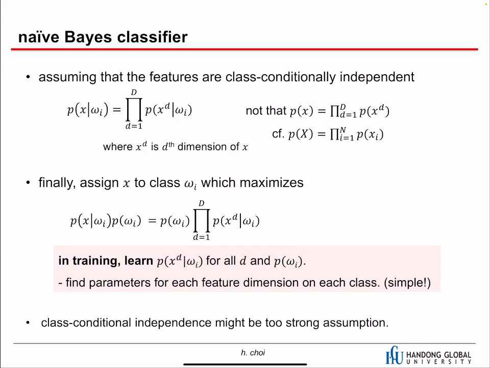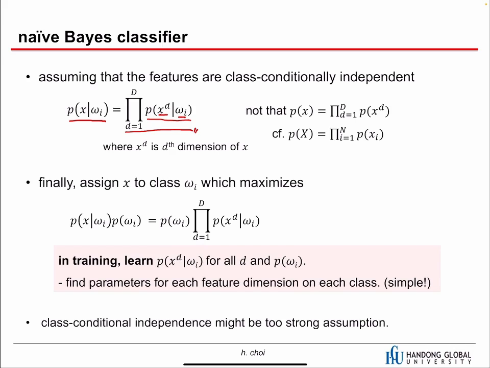So assuming that the features are class conditionally independent, if this assumption is correct, then let's derive the solution. So this one can be decomposed to this one, because we assume that all these features are independent, so we can multiply. This one is the probability of the feature in dimension d given class i, and then we multiply these probabilities from 1 to D, because these are independent. Good.